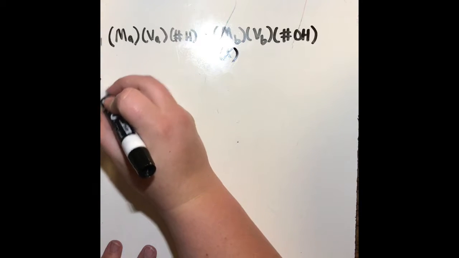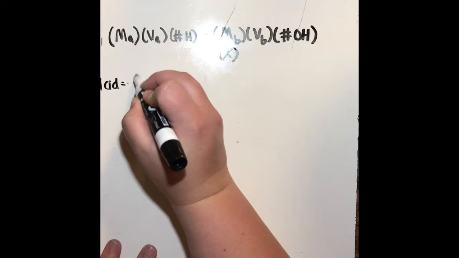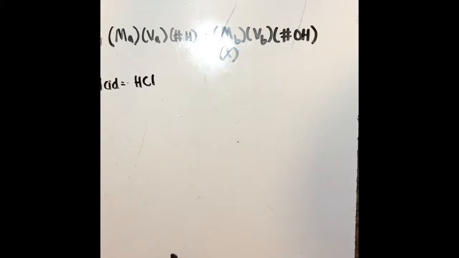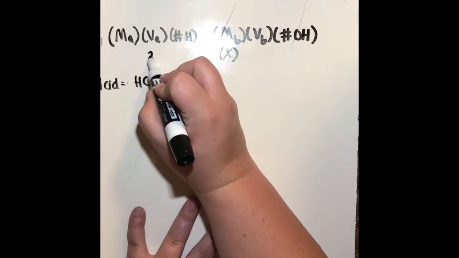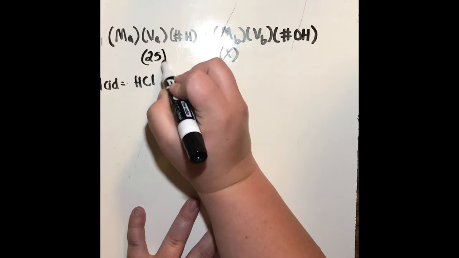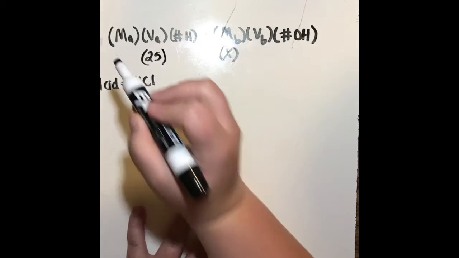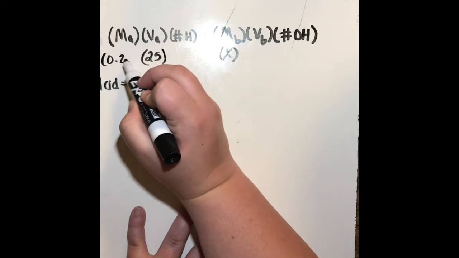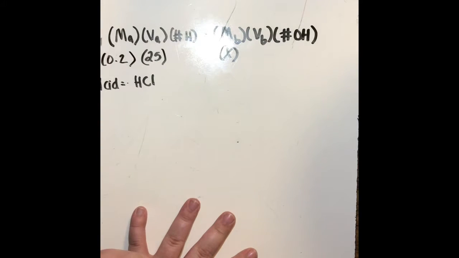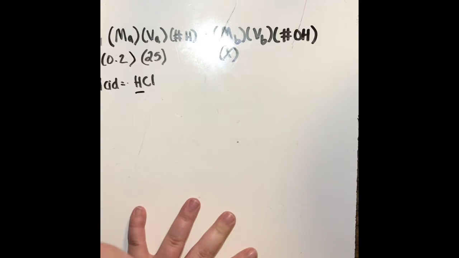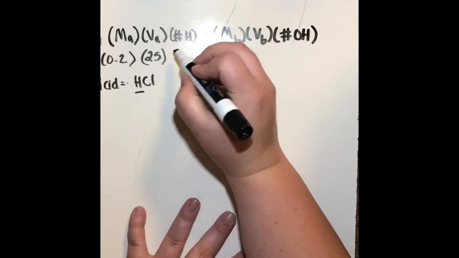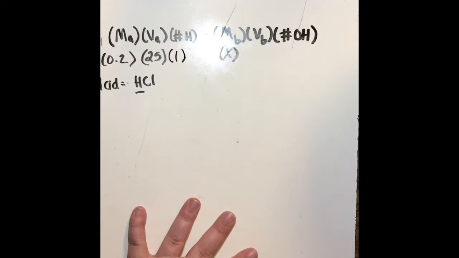So our acid always begins with an H. So in this case, HCl is our acid. We have 25 milliliters, so that's VA, and it is 0.2 molarity. And as for the number of hydrogens, you really just look at the formula. There's one H in hydrochloric acid, just one. So that's going to be a 1.